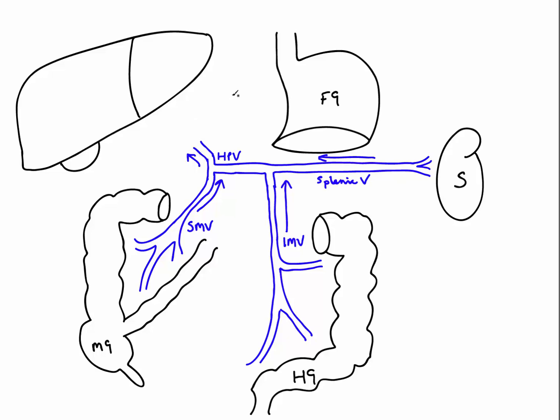The hepatic portal vein may receive a few branches from the stomach, so maybe the left gastric vein. And there might also be a right gastric vein draining into the hepatic portal vein as well.